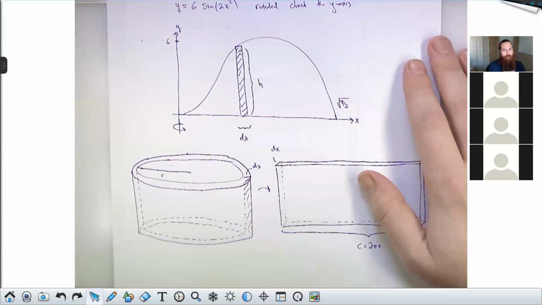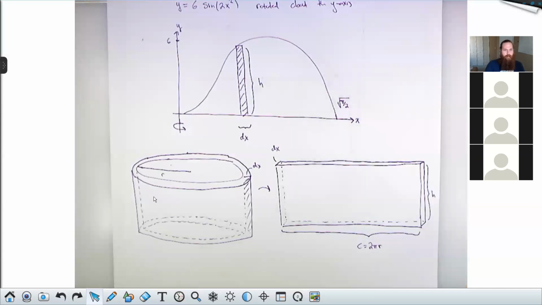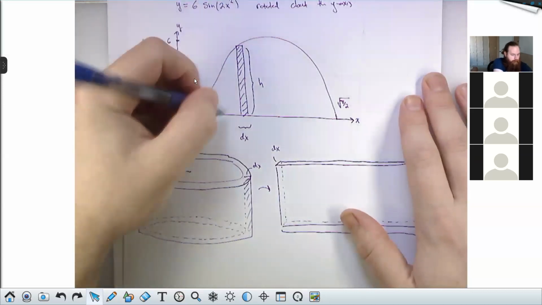And then what is r? It's the radius. And where does the radius of this cylindrical shell come from in this picture? It's the distance from what to what? In this particular instance, it will be the x value, but it's not always going to be the x value. Good, it's always the distance from the strip to the axis of rotation. That's the thing that's always true.